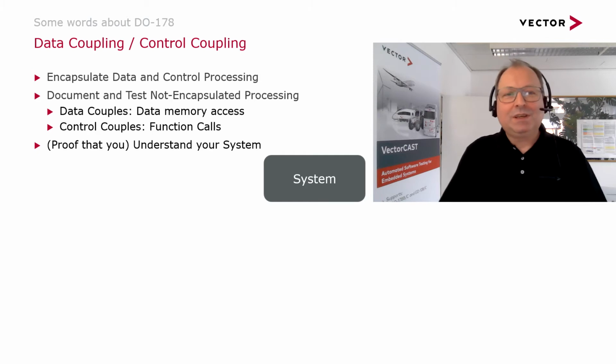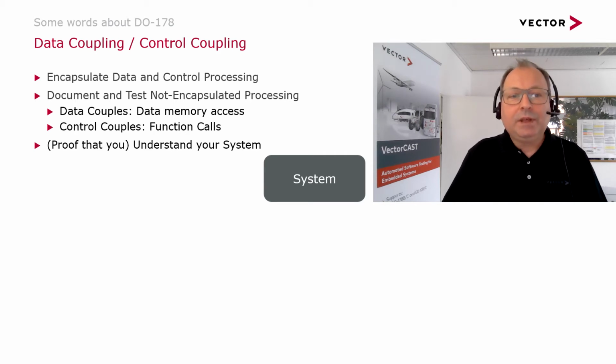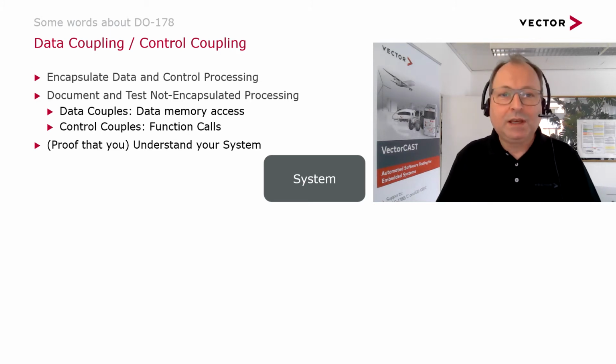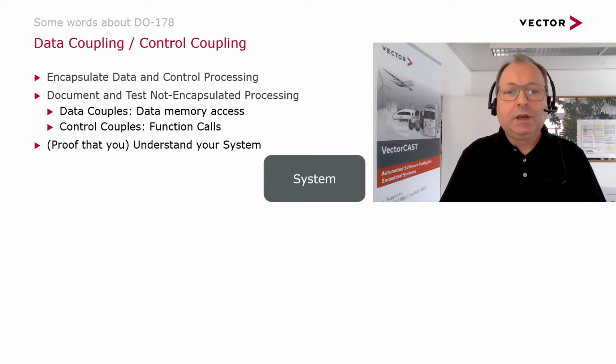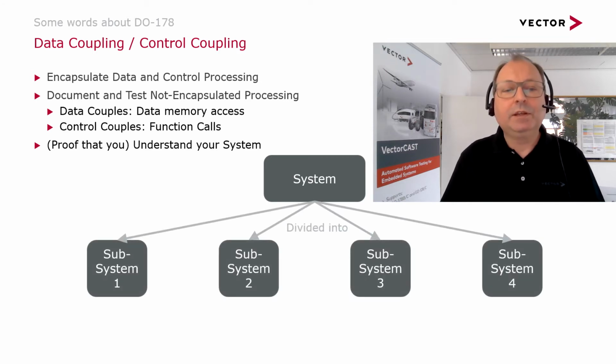So some words about data coupling and control coupling, as we think that they are required from the 0178. The idea is that you understand your system, that you know how your system works, and that you prove that your system works as designed, as documented. You should divide your system into subsystems, and each subsystem should be independent from the other subsystems. That means encapsulate the data processing, encapsulate the control processing, no data access between different subsystems as far as possible.